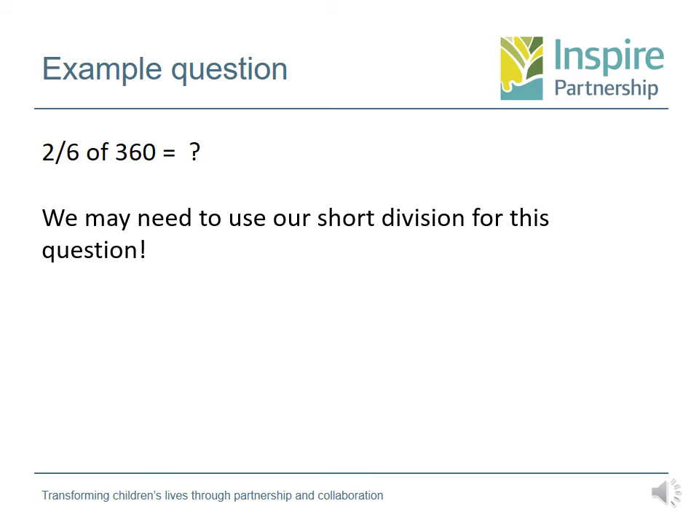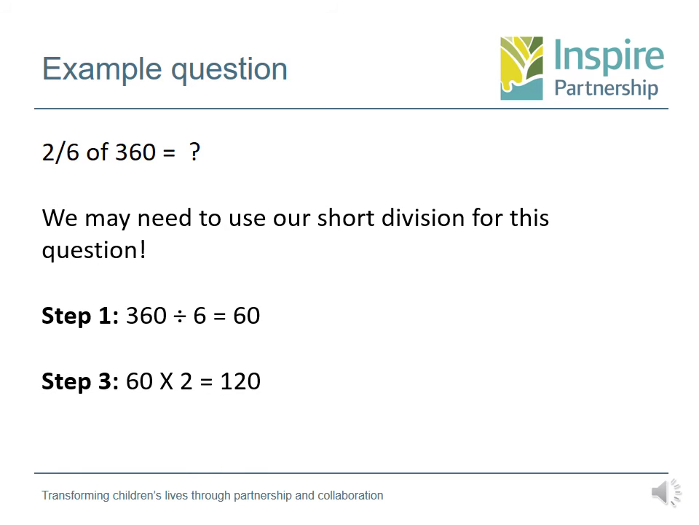So 2/6 of 360. Step 1, 360, because that's my total amount, isn't it? I need to divide it by 6 because that's my denominator, and the answer to that is 60. Step 2 would be 60 multiplied by 2 because 2 is my numerator, and then my answer is 120. So our final answer is 2/6 of 360 is 120.